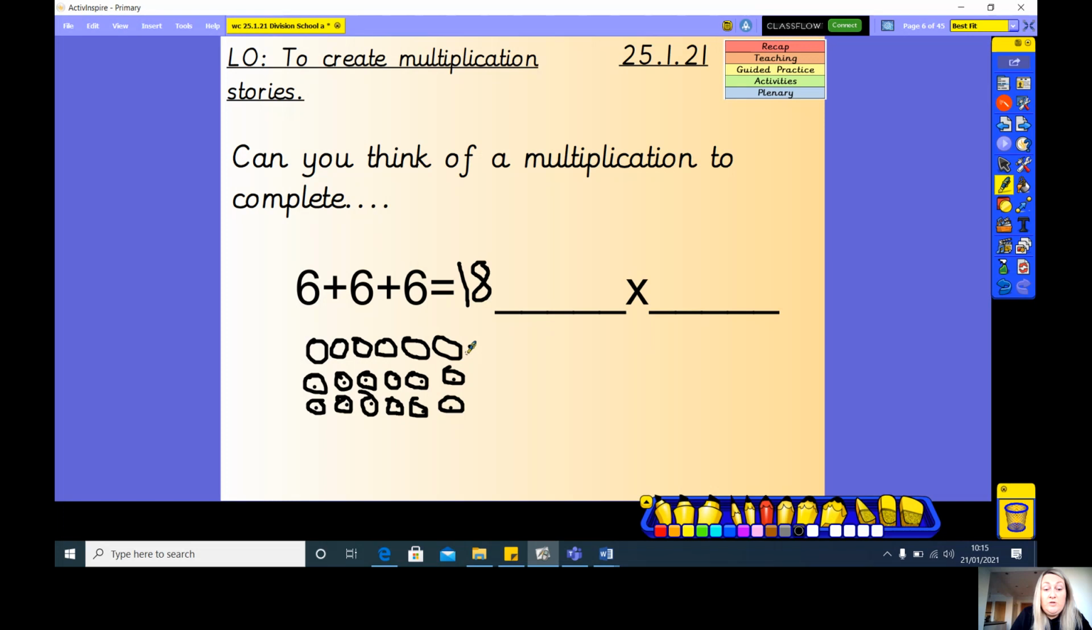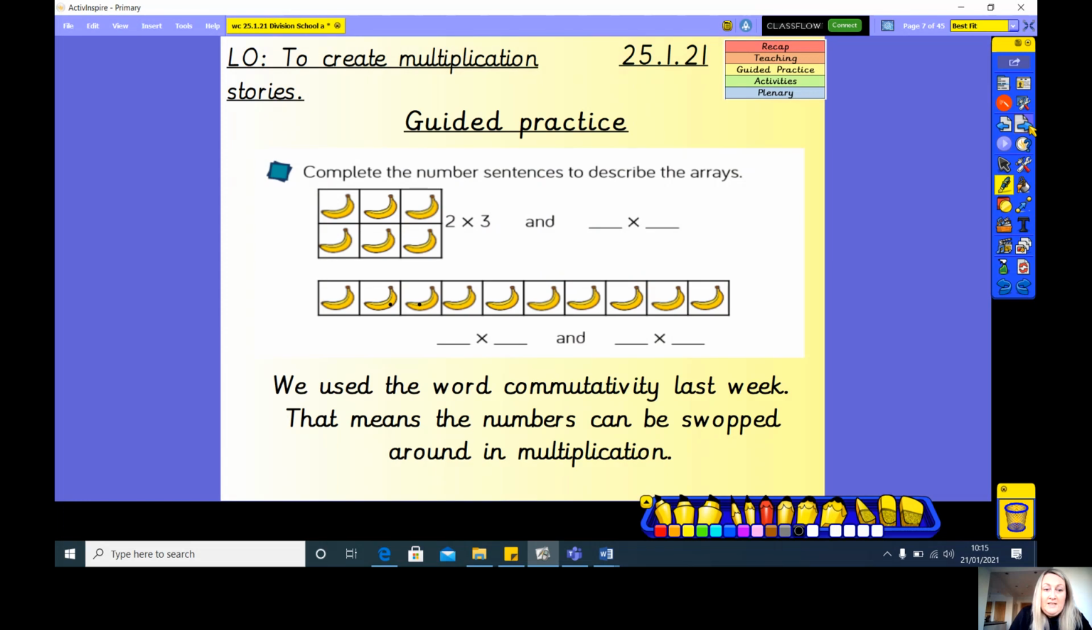Well done. We would do 3 times 6, because you can see we've got 1, 2, 3 lots of 6. Here we go. 1, 2, 3 lots of 6. And 3 lots of 6 equals 18. Excellent. So let's have a look at completing these number sentences and describing the arrays.